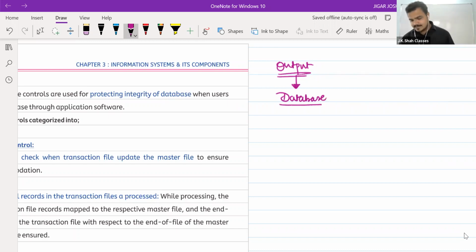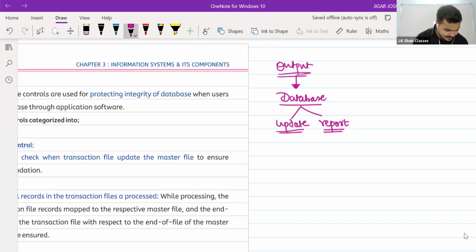Database controls are classified into 2 parts. One is called update control, and the second we call the report control. Understood? Now, what is the difference between update control and report control?